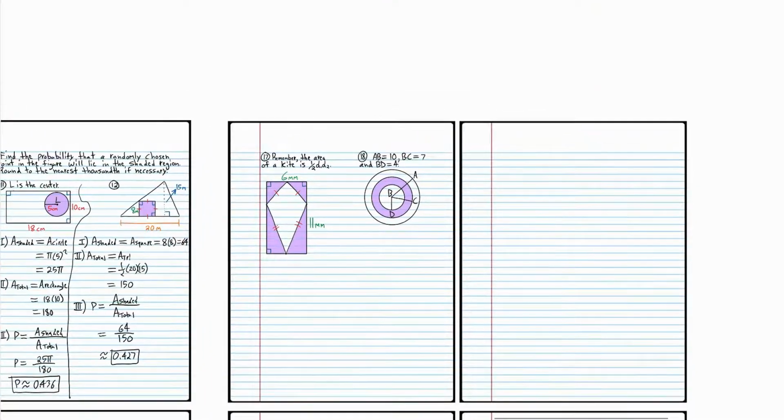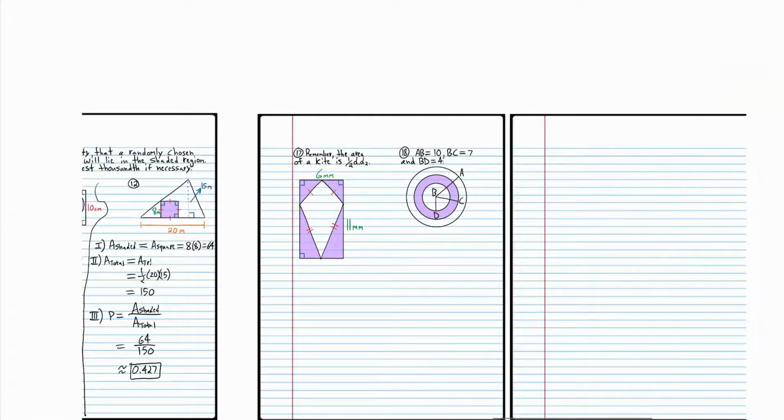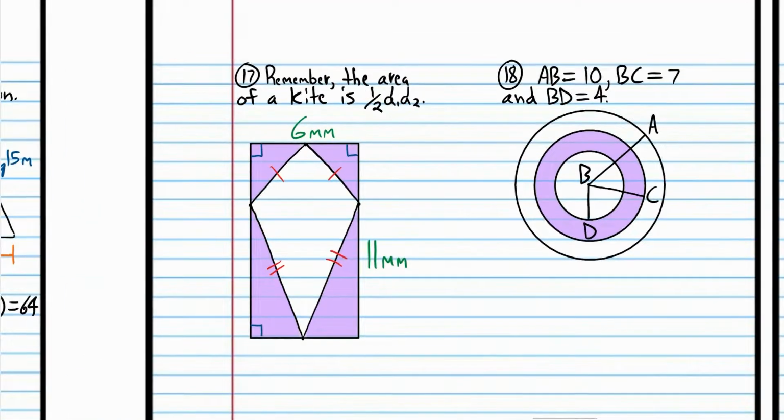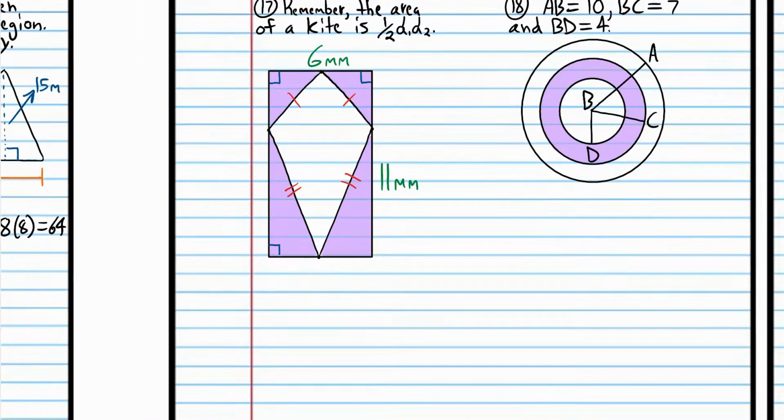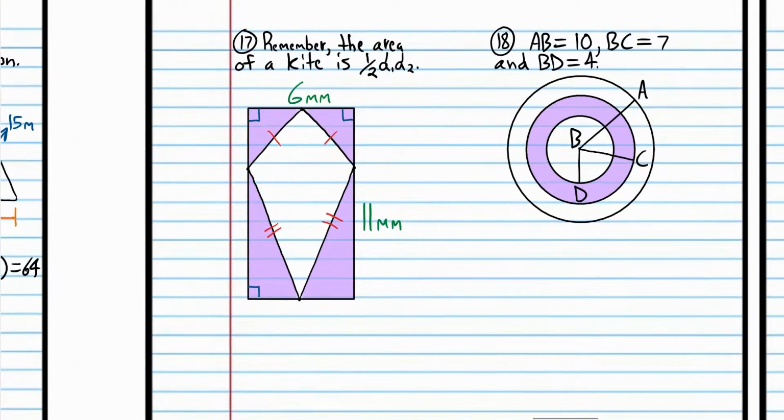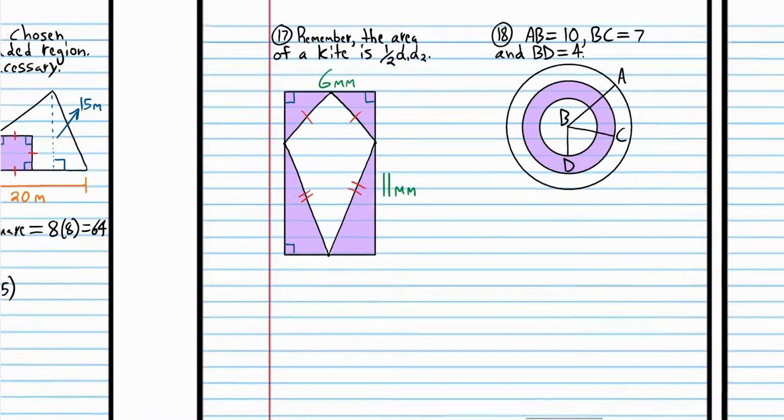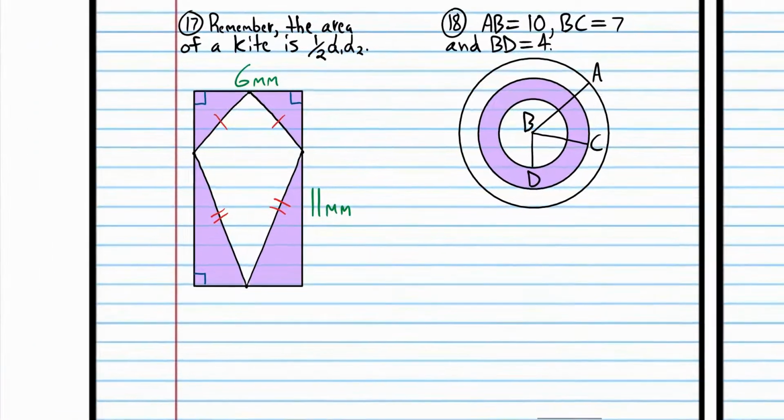Good job. For number 17, remember the area of a kite is 1/2 times the product of the diagonals. And remember, to find the area of the shaded region, you have to take the area of the whole thing and subtract the area of the kite. That's the area of the shaded region. So try number 17, and when you come back, we'll do it together.